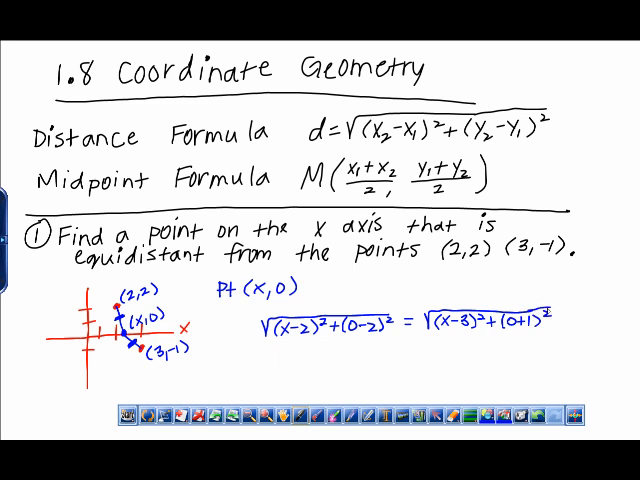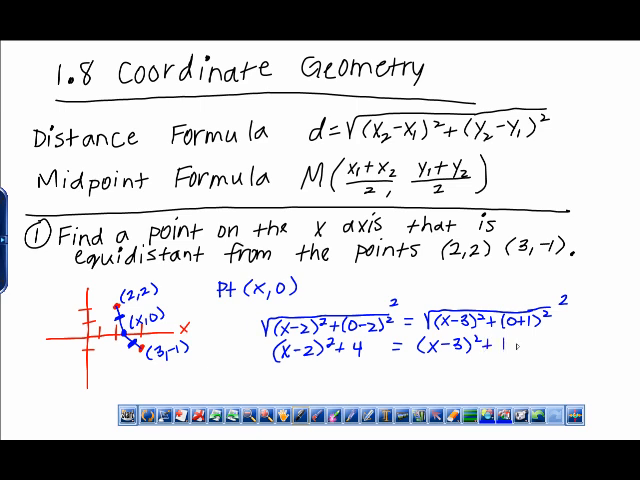And now let's simplify. You could try to simplify the sides down individually, or you could take the easy way out, which is to square both sides. Then I have (x - 2) squared, and then (-2) squared would be 4. Over here I have (x - 3) squared, and then 1 squared is 1.